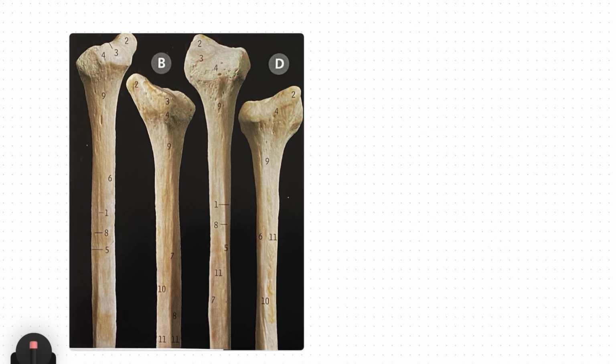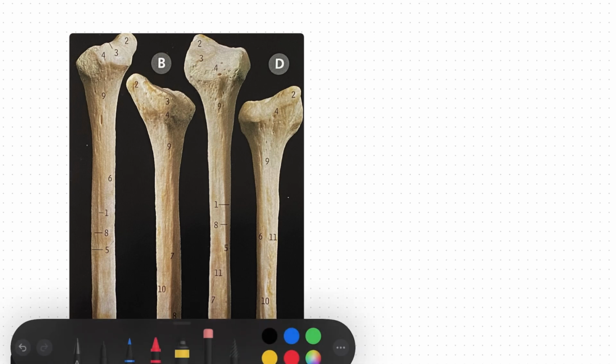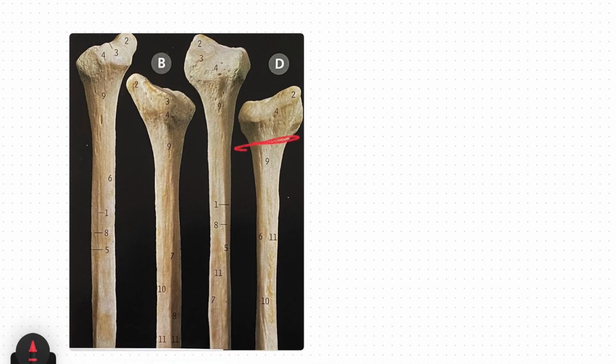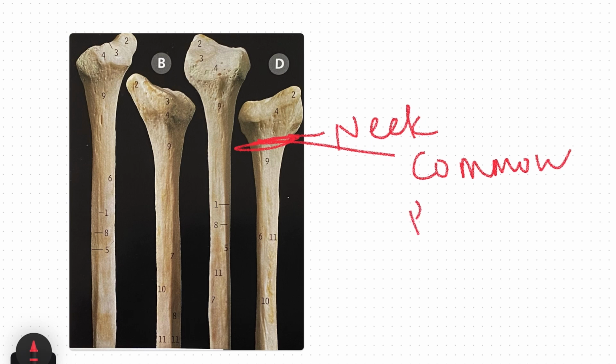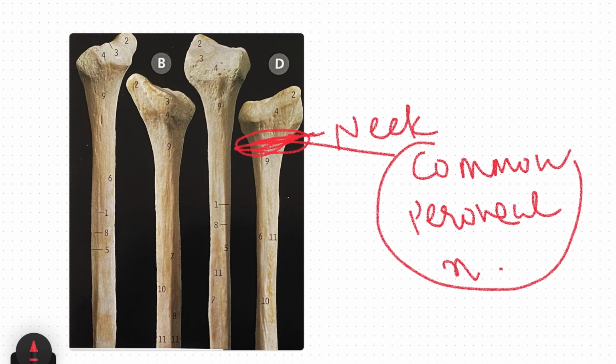Which structure directly comes in contact with the neck of the fibula? So a constricted portion just below the head is known as the neck of fibula, and at the posterolateral side of the neck of fibula there is the common peroneal nerve which directly comes in contact with it. So whenever there is a fracture of the neck of the fibula, or there is a tight plaster around the neck of the fibula, then it may compress the common peroneal nerve. So whenever there is damage to the common peroneal nerve, it leads to foot drop.